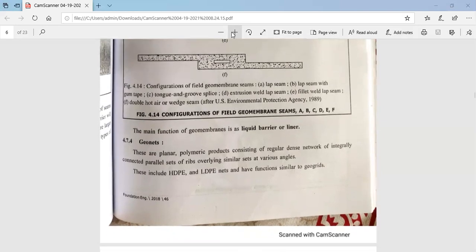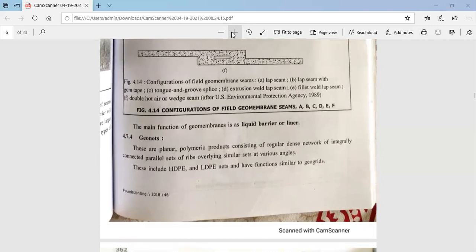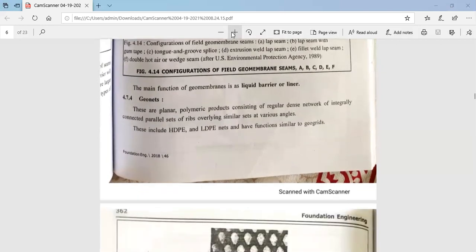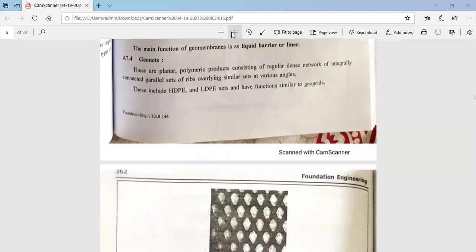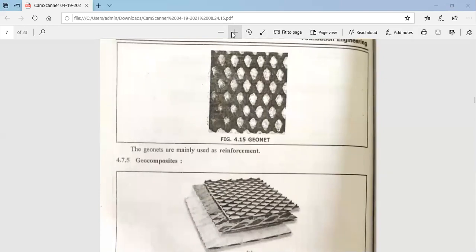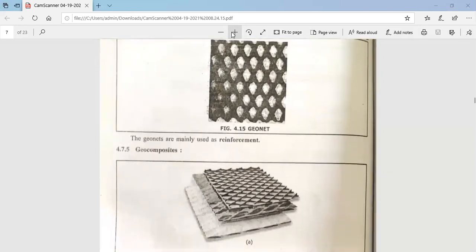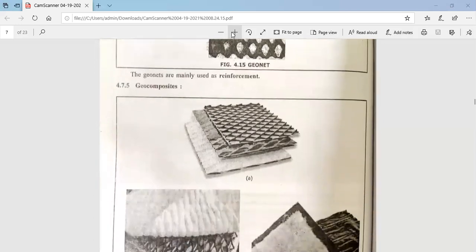The fourth classification is geonets. These are planar polymeric products consisting of a regular dense network of integrally connected parallel sets of ribs, overlying similar sets at various angles. This includes HDPE and LDPE nets and they have functions similar to geogrids. Here geonet photos are given. Geonets are mainly used for reinforcement.